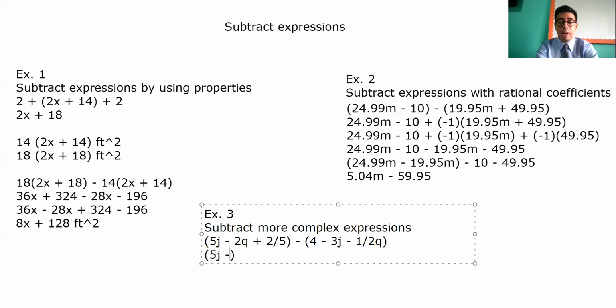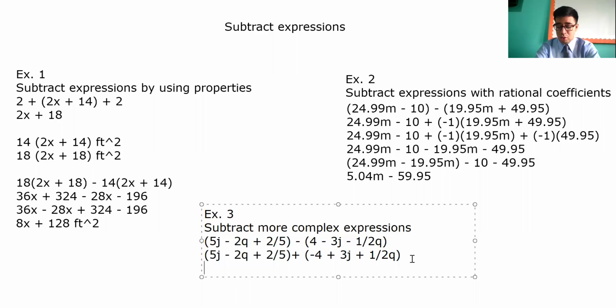5j minus 2q plus 2 over 5, and I'm going to distribute the minus. This is what I was telling you at the beginning, that we can distribute the minus from the first moment. We only change the signs. For example, this is positive, so it's going to be negative 4. In here it is negative, so it's going to be positive. Remember, negative times negative is going to be positive 3j plus 1/2 q, sorry. Remember, we distribute the minus to all the terms inside the parentheses, okay?